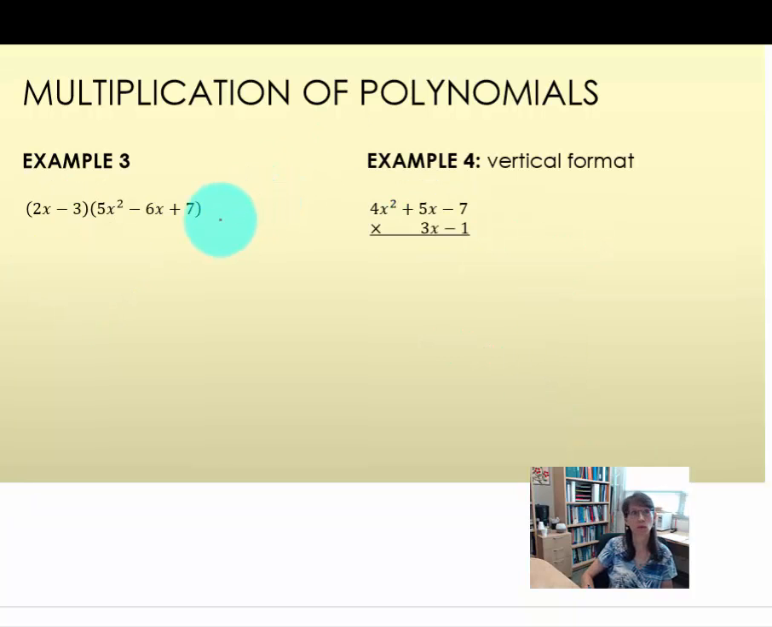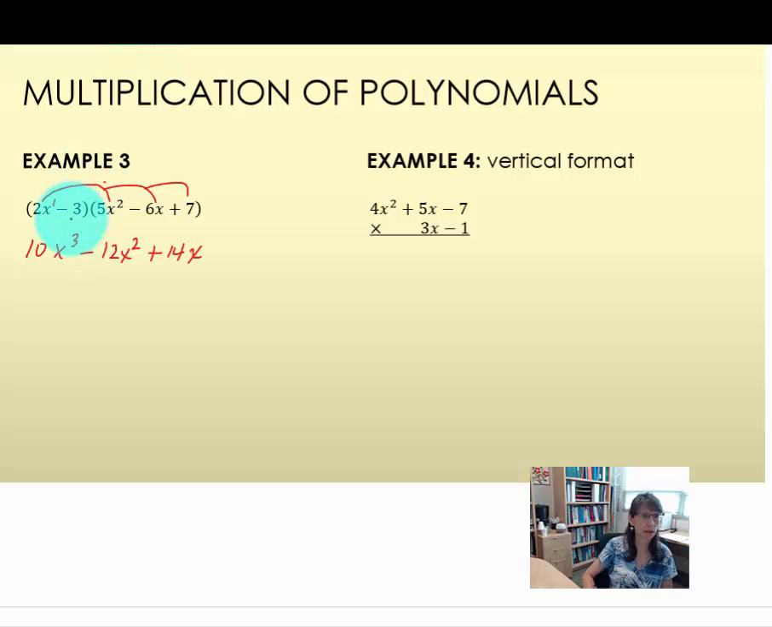Here we have some more examples of multiplication, and I'll distribute 2x to each term. So 2x times 5x squared. 2 times 5 gives us 10. x to the 1 times x squared gives us x cubed. 2x times negative 6x would be minus 12x squared. Finally, 2x times 7 would be positive 14x.